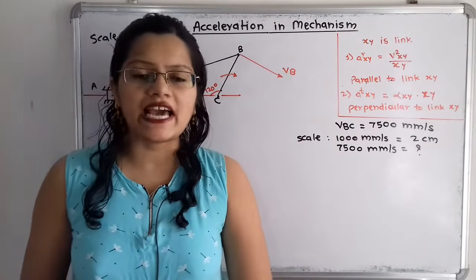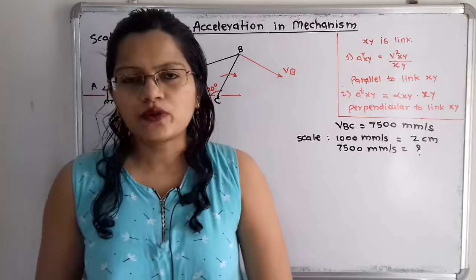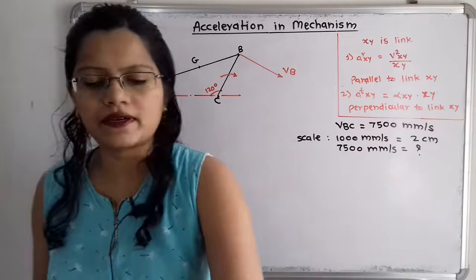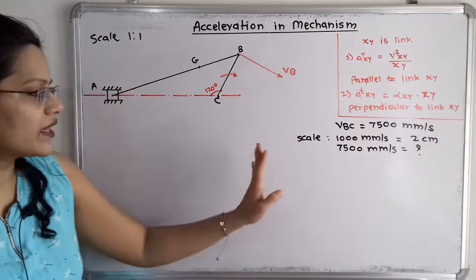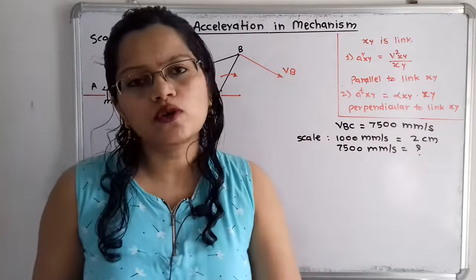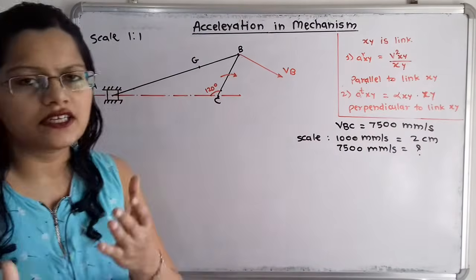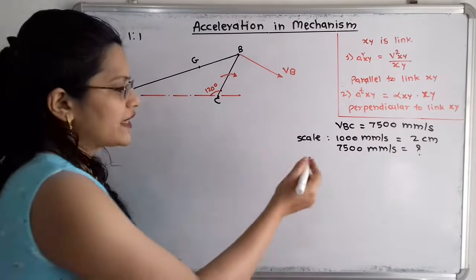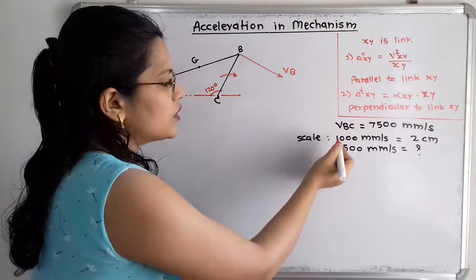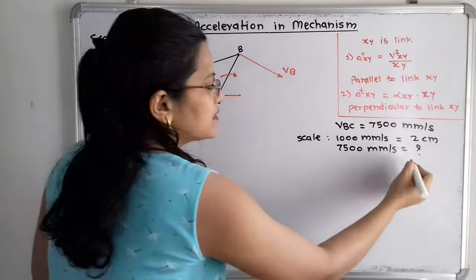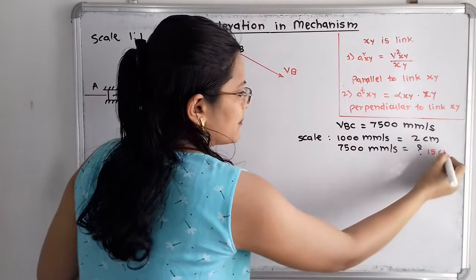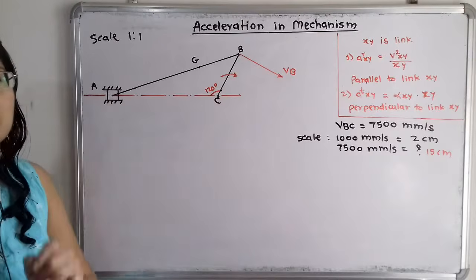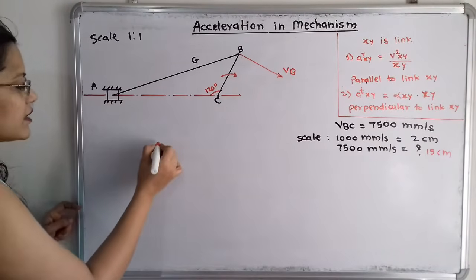We will draw the velocity diagram with some suitable scale. Here we can say that VBC is equal to 7500 millimeter per second, and we will take scale 1000 millimeter per second equal to 2 centimeter. What length do we have to select for 7500 millimeter per second? 7500 multiplied by 2 divided by 1000. That means we have to take a length equal to 15 centimeter. So we will select one particular point. Here C is the fixed point, so I will select here the point C.